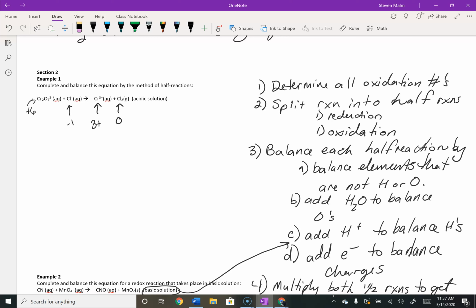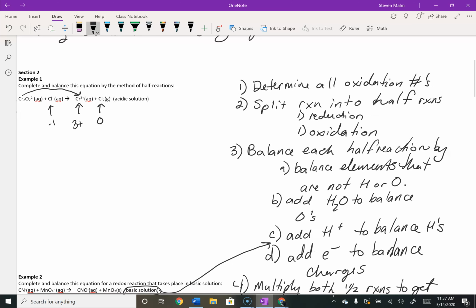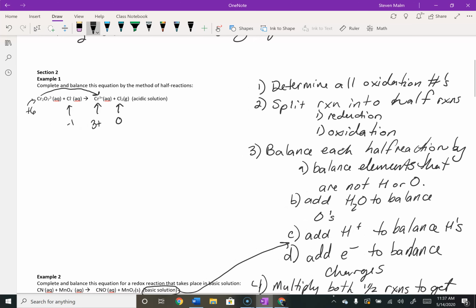So now we know that the chromium is going to go from a +6 to a +3. In order to become less positive, it must have gained electrons. And this one, to go from a -1 to a 0, must have lost electrons. Okay, so now we know oxidation is going to be loss, so that's going to be our chlorine, and then reduction is gain, so we know that that's going to be our chromium atom.